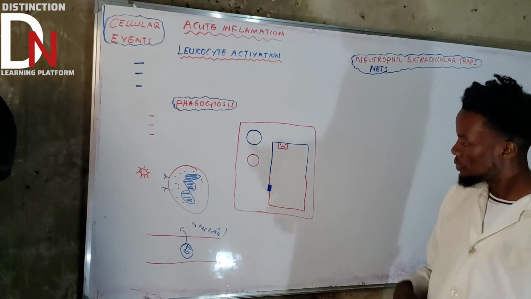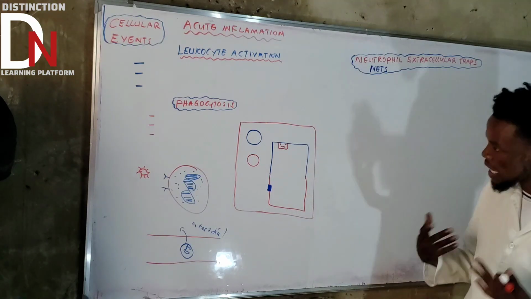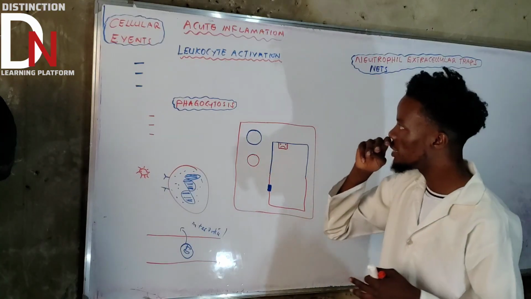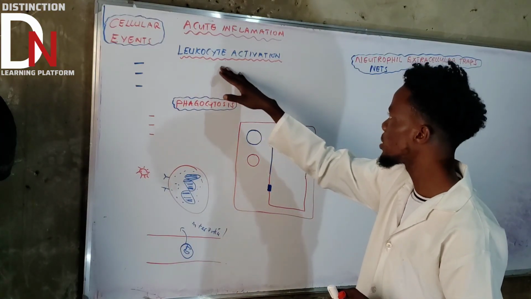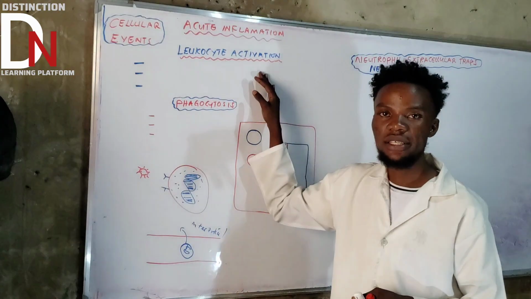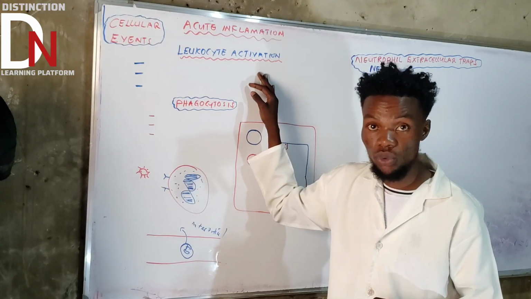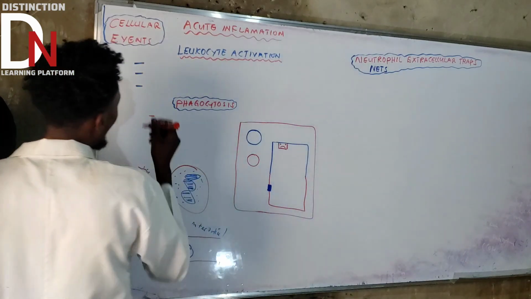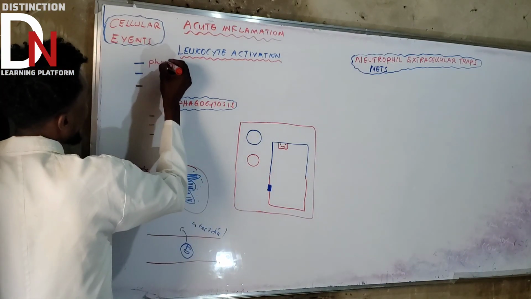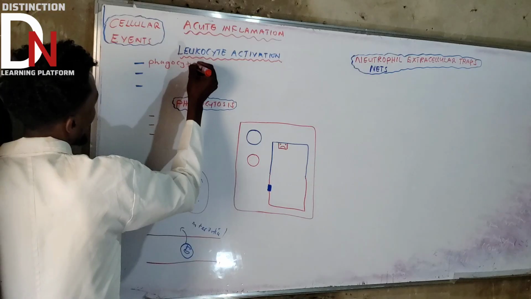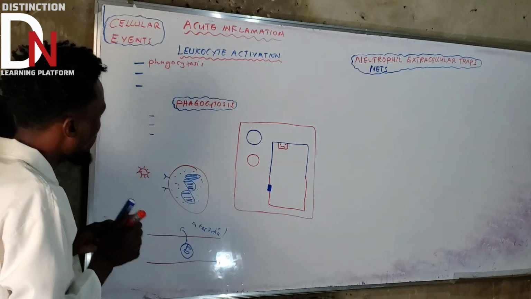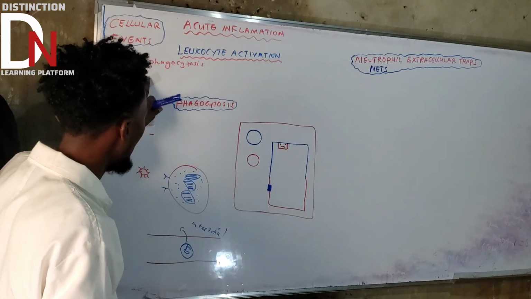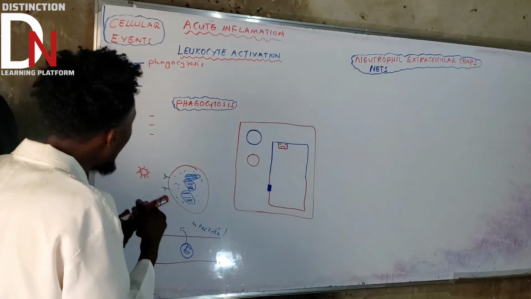Before we dive into the details, we need to understand the three important aspects under leukocyte activation. What are the three important things that you need to understand? The first one is phagocytosis. This is the first process that's going to happen, phagocytosis under leukocyte activation. What else apart from phagocytosis?